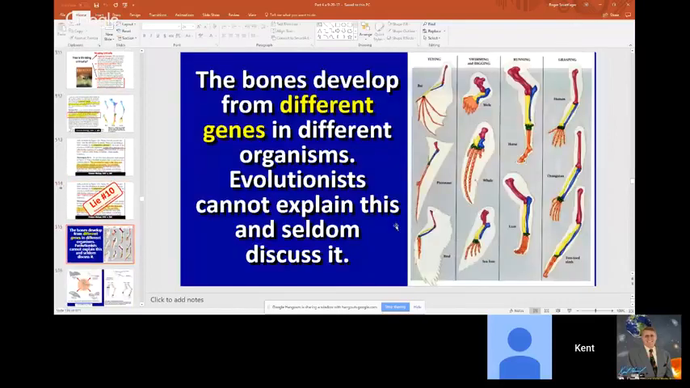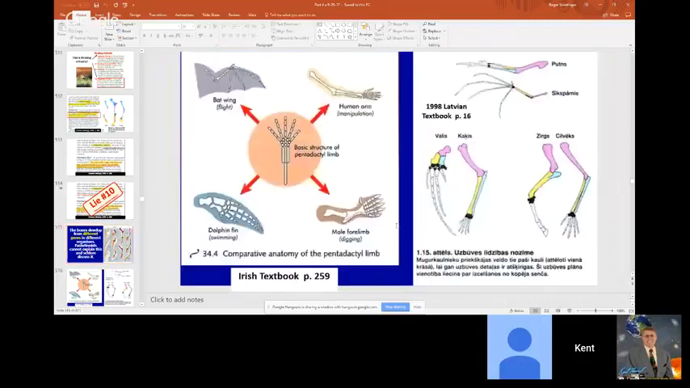All the bones, by the way, from these different animals, whether they're for swimming or flying or digging or running or grasping, if you really get into the DNA analysis of this and the gene code, you'll find they develop from different genes in different organisms. I've never heard an evolutionist explain why the similar bones in a bat, compared to a human, for instance, why is this bone developing based on the genetic code of very different genes?